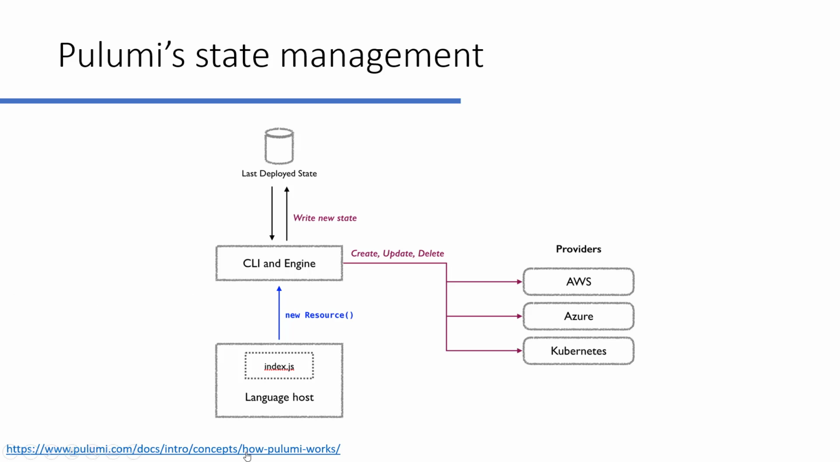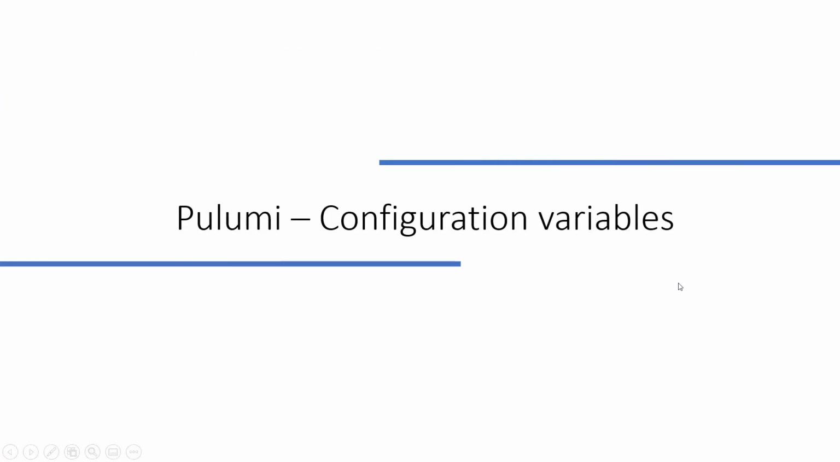And this is how the state management works. So next time we will issue another deployment, it will pull the last known state and compare the new script with the last known state. Okay, so it's updating that state after each deployment. Now let's talk about configuration variables now.